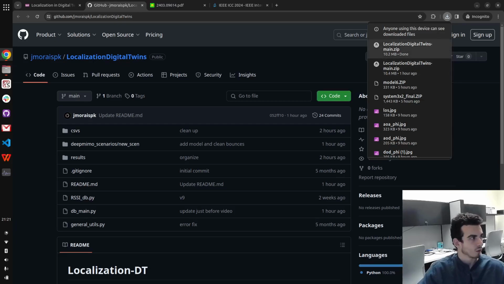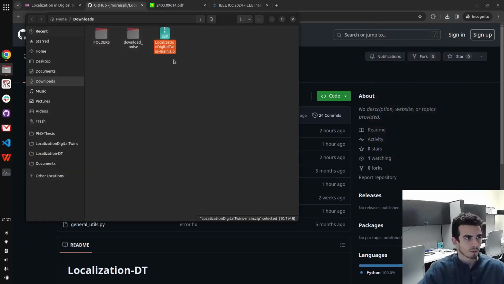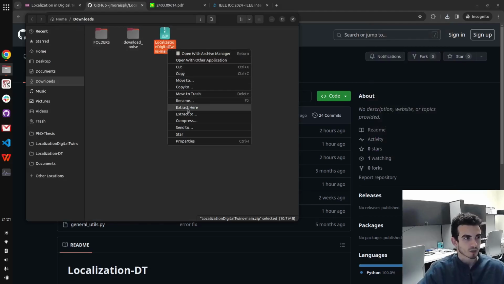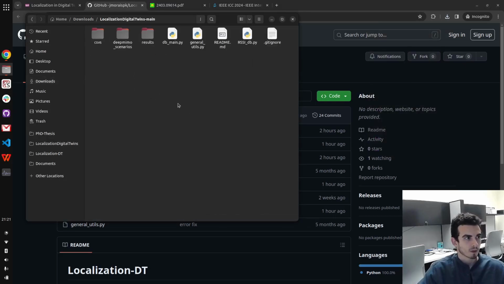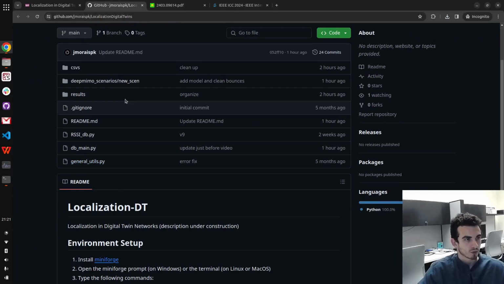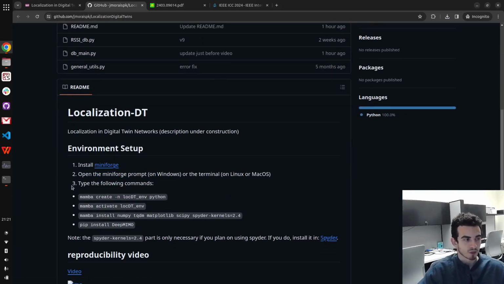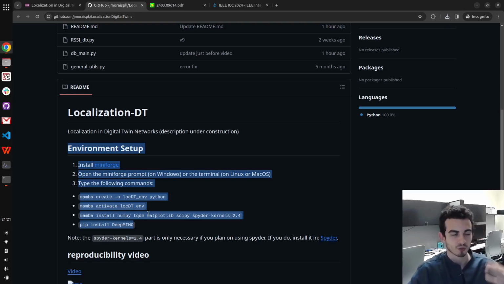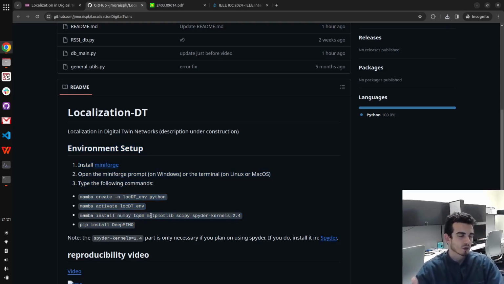Can I open this? Yep, here we are. We can extract it, and I'm going to open the terminal here. According to this README page, it tells you what you need to do to set up a Python environment to run this code. In this case, I'm going to follow these exact steps to set up the environment.